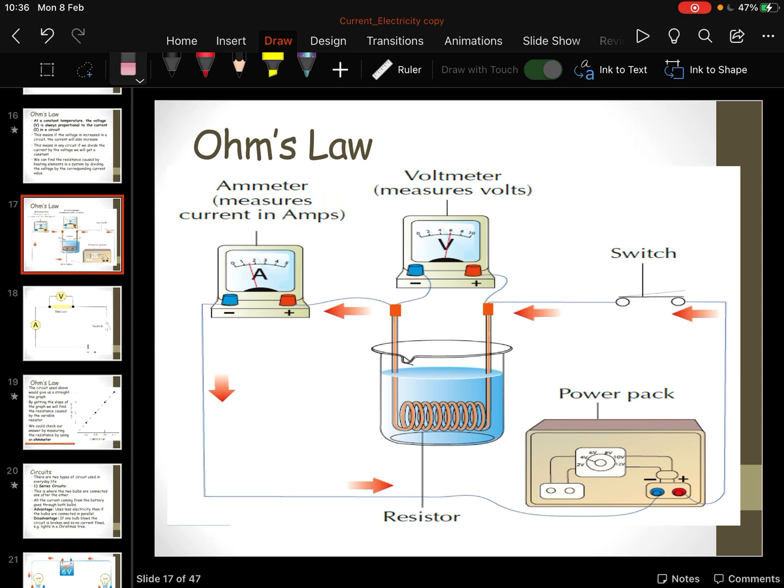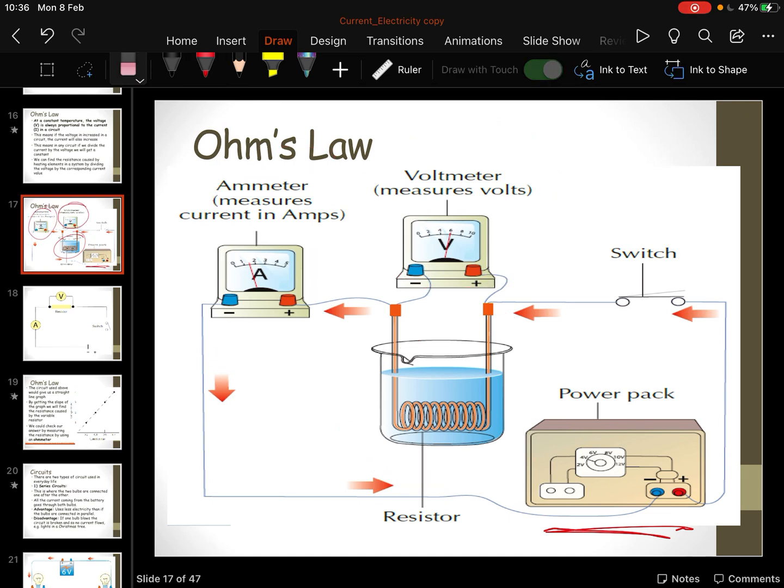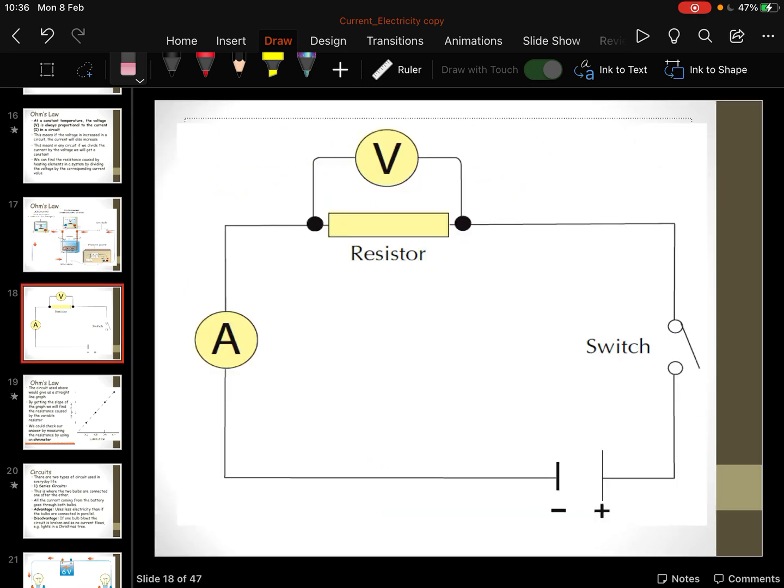Now we didn't get to do this before lockdown, all right? But generally you would have your power pack, okay? And then now we won't have resistance in water. I have variable resistors, which kind of work just as well. So you attach your voltmeter in parallel and your ammeter in series, okay? So the voltmeter is always attached in parallel, so if you remember that when we did back with the packs, okay? So this is kind of your diagram of it, okay?